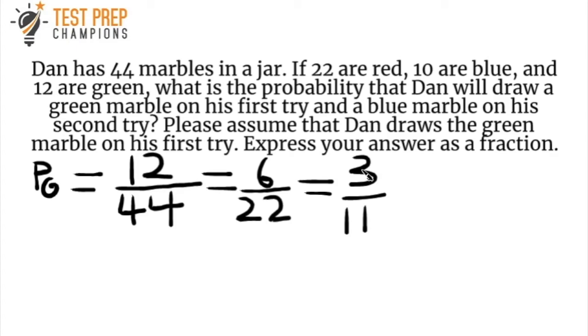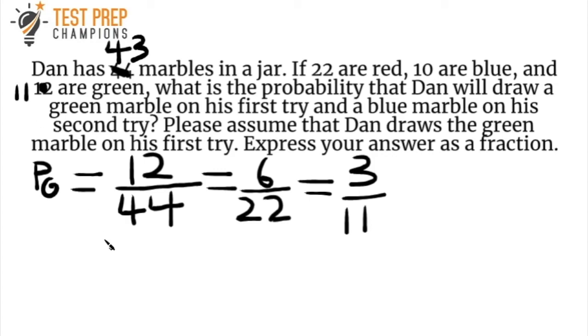So now let's talk about a second draw. So that green marble is gone. So assume that he does get that green marble. He takes it out of the jar. How many marbles would then be left? Well, that's going to leave us with 43 marbles left now, right? Because on his first draw, say that he draws that green marble, takes it out, doesn't put it back in. We're going to have 43 marbles left, and that's true, right? Because there's not going to be 12 green anymore. There's only going to be 11 green left.